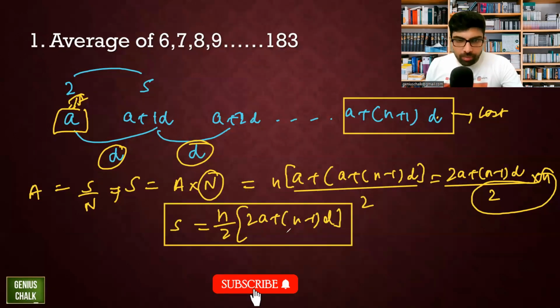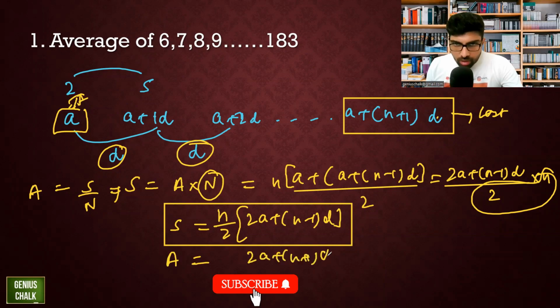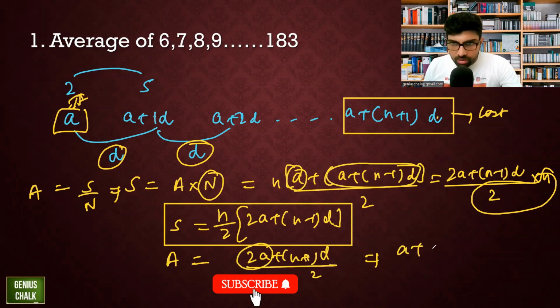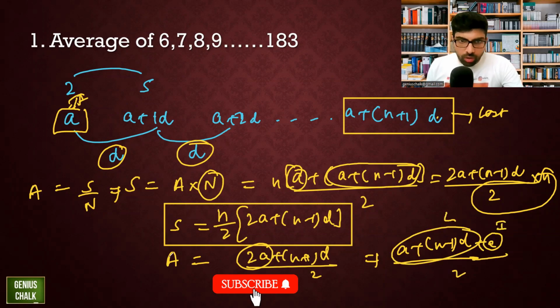When you divide it by the number of things, n will be cancelled. It will be 2a plus (n minus 1)d by 2, where you can see a is the first term, and you can break it as a plus (n minus 1)d plus a. So first term plus last term by 2. This is what we were discussing, and this is how that formula is derived.